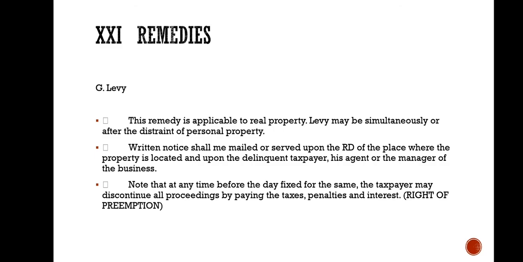Levy. So, this remedy is applicable to real property. Levy may be simultaneous or after the distraint of personal property. Written notice shall be made or served upon the regional director or the revenue district officer of the place where the property is located and upon the delinquent taxpayer, his agent, or the manager of the business. You have to take note that at any time before the day fixed for the sale, the taxpayer may discontinue all proceedings by paying the taxes, penalties, and interest, or the right of preemption.